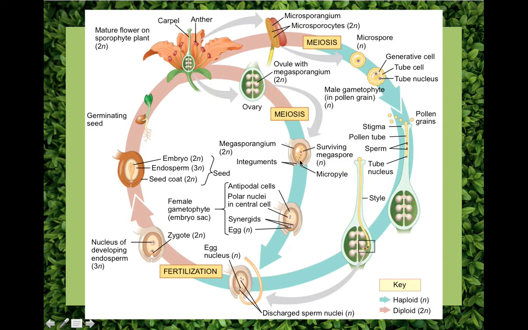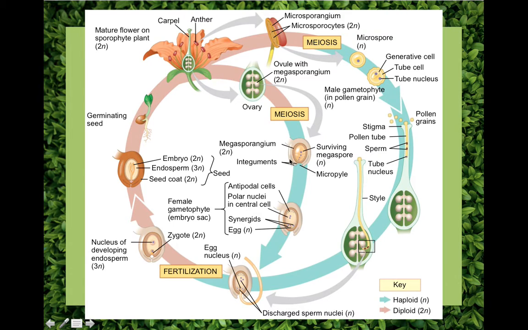And only one of the four megaspores produced by meiosis survives. So we get one megaspore, which is haploid, and that's going to divide by mitosis to form the megagametophyte. The megagametophyte is only going to have 7 cells with 8 nuclei. Those 7 cells are the 3 antipodal cells, the polar nuclei, so the 2 nuclei in one large central cell, 2 cells called synergids, and then the egg itself. All right, and that's your complete female gametophyte.